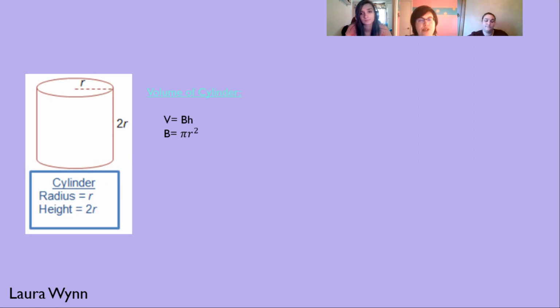In order to figure out the volume, we have to know what that area of the base is. So we're going to plug in the formula for the area of the base into our original problem. That's going to give us volume, or V, equals pi times r squared in parentheses, right? Because that's going to be one number when we plug in real numbers, times 2r. And then that's going to give us V equals 2 pi r cubed.